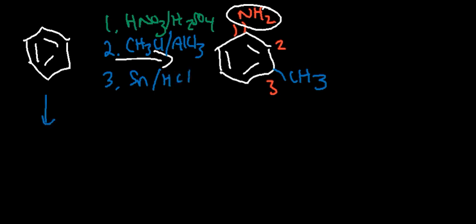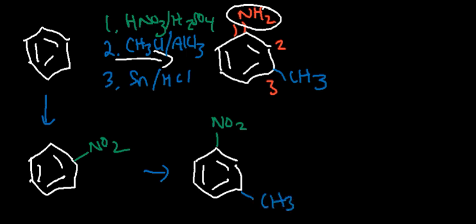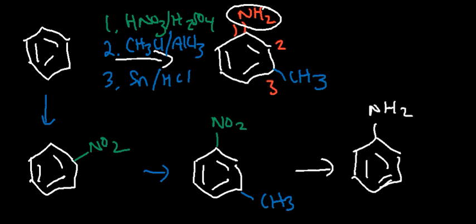So step 1 was nitration. So here's the NO2 group. Step 2, Friedel-Crafts alkylation. Actually, let me put the NO2 group here. So it's going to direct the methyl group to go on the meta position, which is here. And then step 3, reduction. The NO2 will be converted to an NH2 group once we use tin metal and hydrochloric acid.